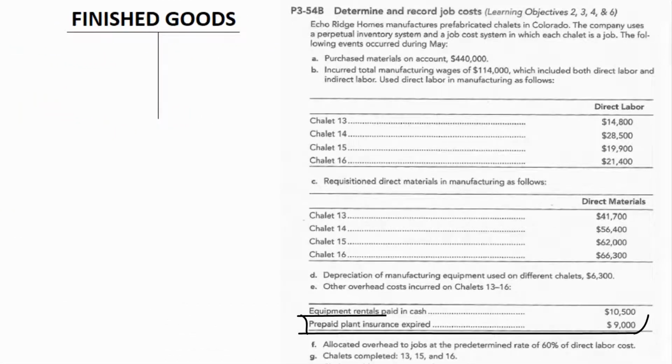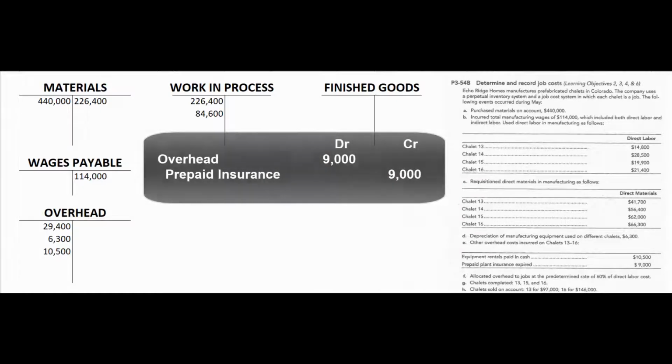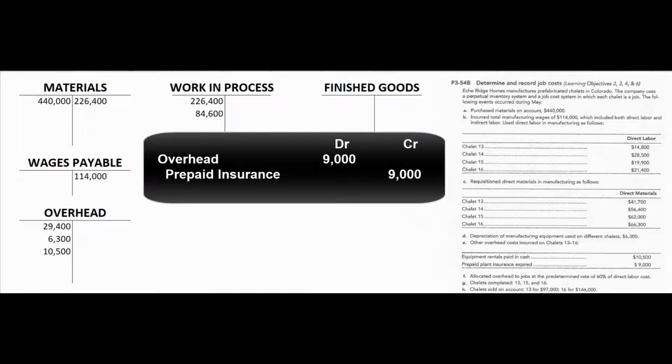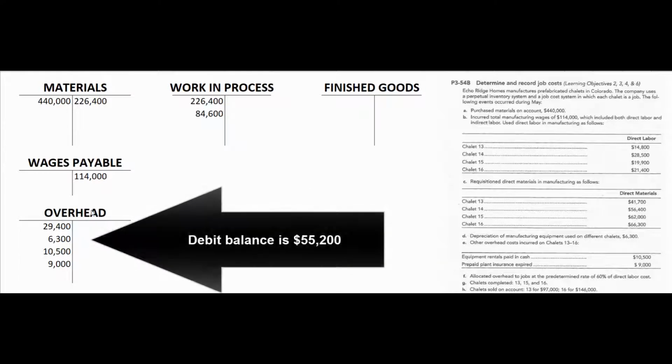And finally, we prepaid some insurance. Let's use up $9,000 of that. So we're going to credit prepaid insurance and debit manufacturing overhead. I think our balance in our manufacturing overhead account is something like $55,200, but we're not going to transfer it all into work in process. We're not going to apply it all to our 4 jobs.